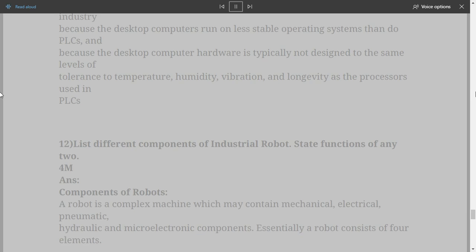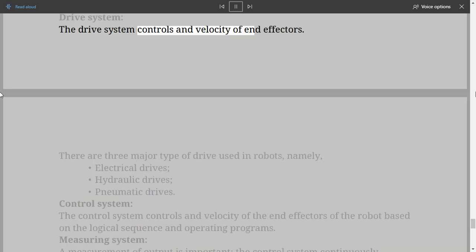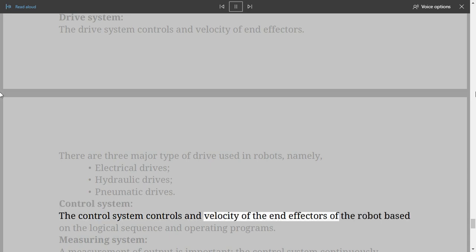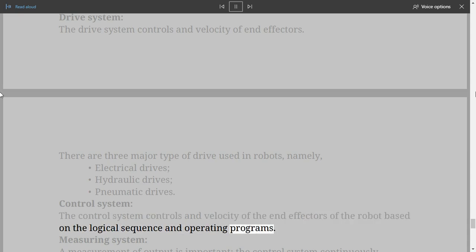Drive system. The drive system controls the position and velocity of end effectors. There are 3 major types of drive used in robots, namely electrical drives, hydraulic drives, pneumatic drives. Control system. The control system controls the position and velocity of the end effectors of the robot based on the logical sequence and operating programs.